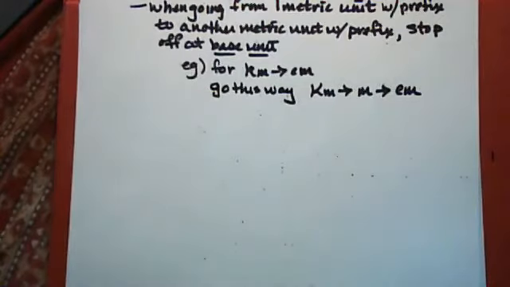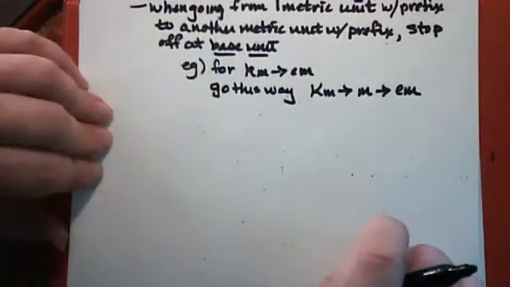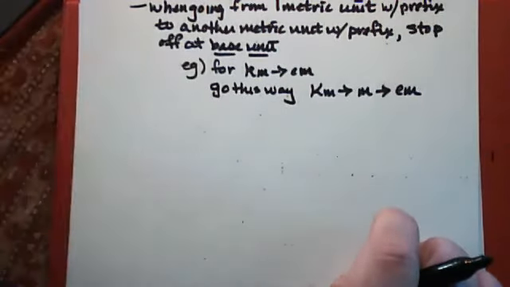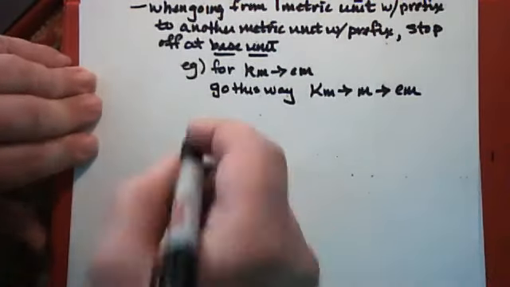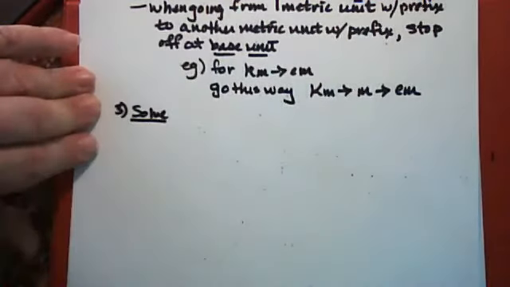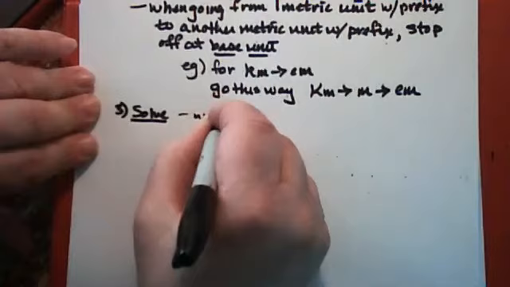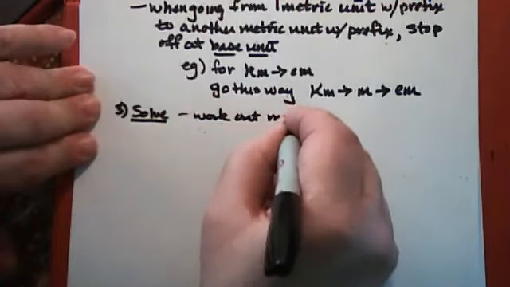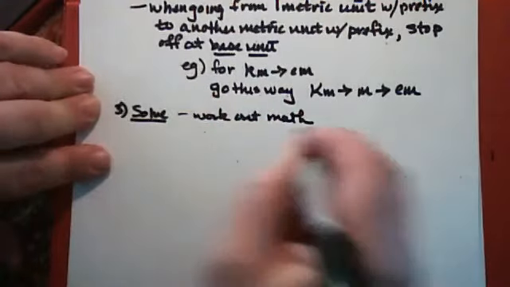That helps avoid mistakes in trying to combine two factors of 10 at once to go directly from kilometers to centimeters. Again, to go from kilometers to meters, all you have to do is know what the meaning of kilo is. And to go from meters to centimeters, all you have to do is know what the meaning of centi is. And that's pretty easy. Okay, so that is that step. Step 3 is solve it. That essentially means work out the math.